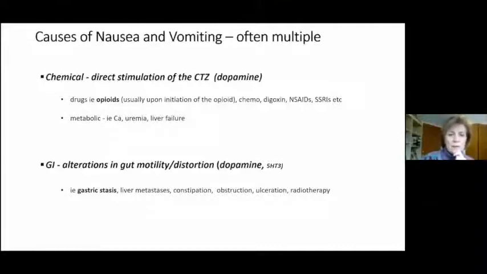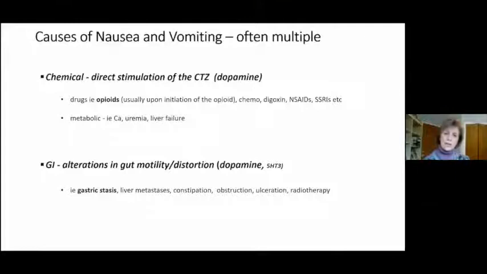Starting with chemical. So drugs, I talked to you about opioids. Also chemotherapy obviously can cause nausea, vomiting. Medications that are used for other reasons like digoxin, non-steroidal anti-inflammatory agents, ibuprofen, very commonly used. The SSRIs, which are antidepressants, very commonly can cause nausea. So you need to think about all those as being potential contributors.